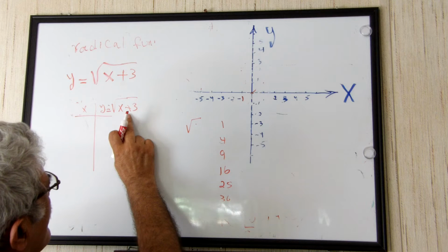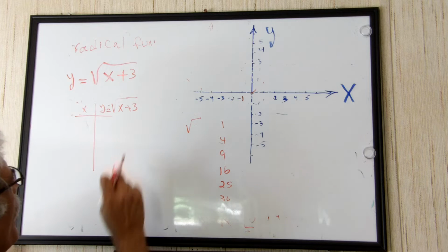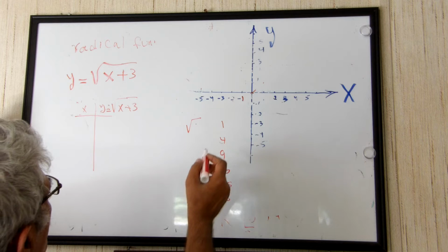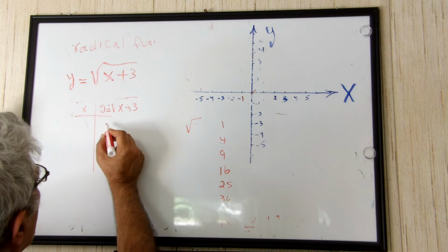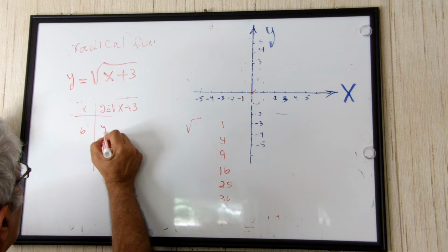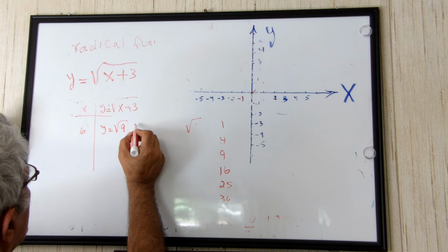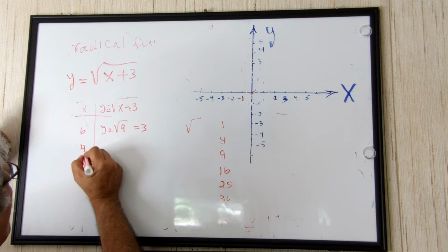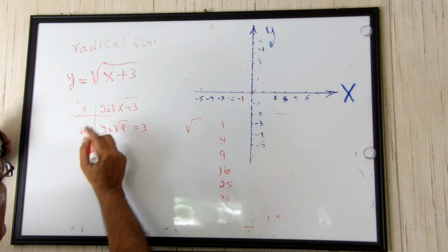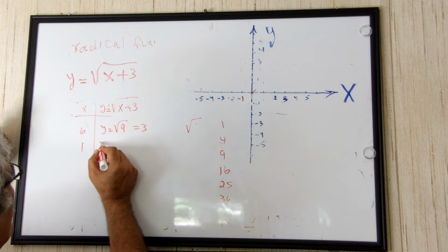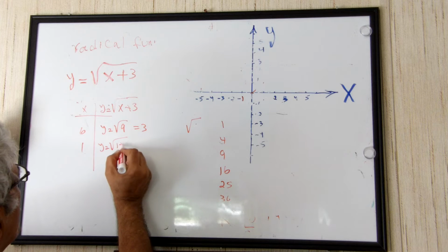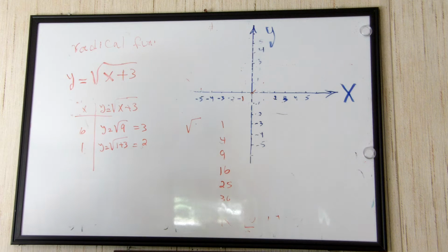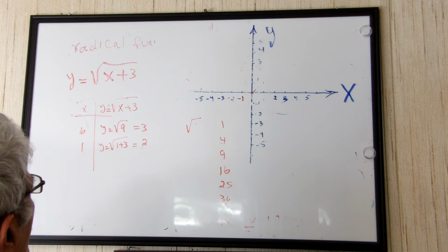We are going to add a number like 6, it is going to be 9. If it's 6, y is equal to the square root of 9, which is going to be 3. And if you put 1 here, y is equal to the square root of 1 plus 3, which is 4, and the square root of 4 is going to be 2.